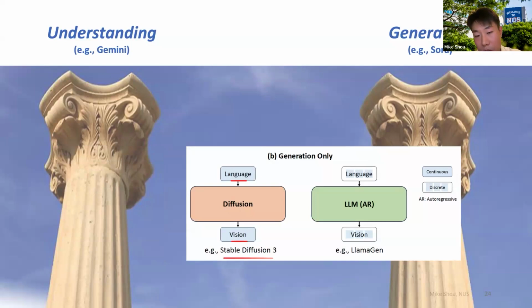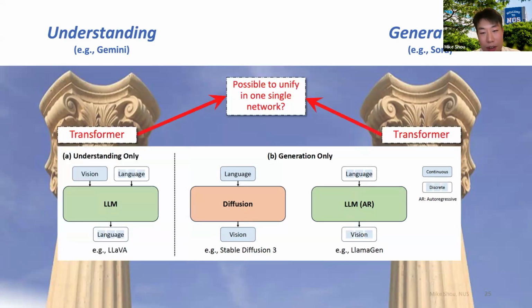More recently, there are also LLM-like autoregressive generation models, which operate at the so-called discrete token level. Given the language as input, we first predict what the first patch or token of the image looks like, and then use this as input to the LLM to predict the next visual token. The common thing for Stable Diffusion 3 or LlamaGen is that they are all built upon transformers. So since all of these models are transformers, it would be possible to use one single transformer to unify all these different things.